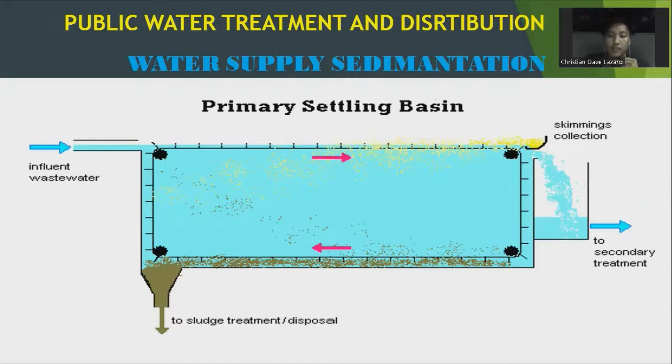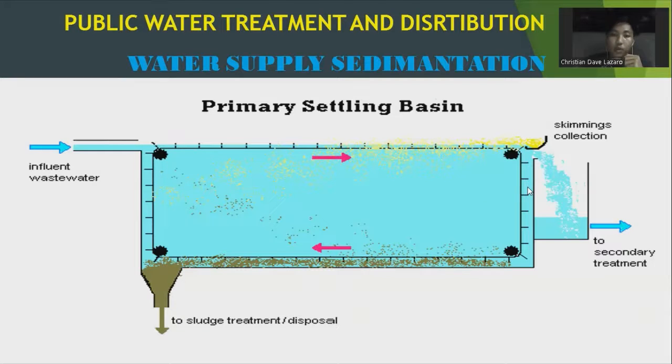The first one is the influent zone. This is where the water enters the tank. As the water moves through the tank, it enters the settling zone. So in this influent zone, our water enters and goes to the settling zone. The settling zone is where sedimentation of the particles takes place, where they settle out.